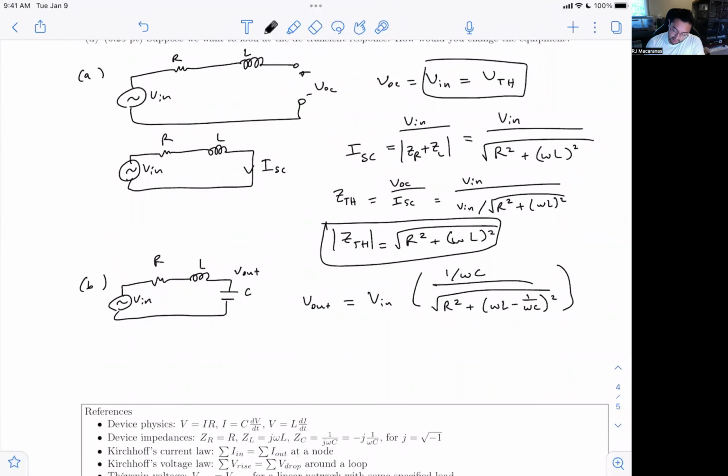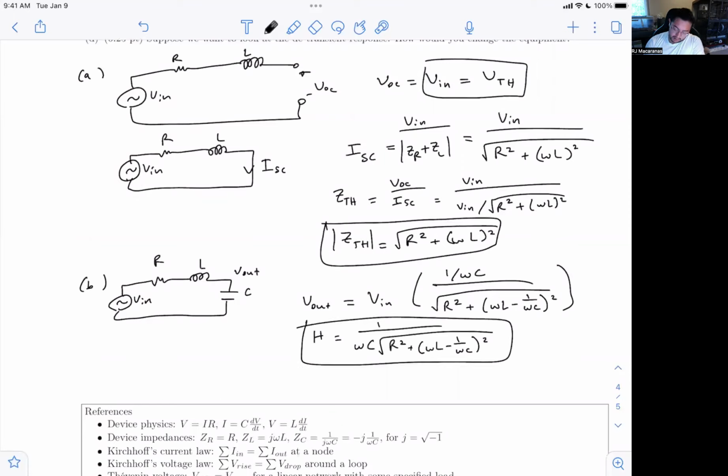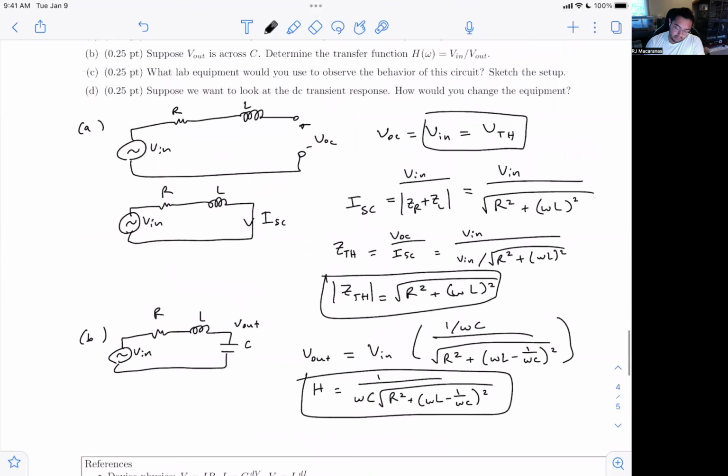So if we just divide over V in, we're left with (1 by omega C) over the square root of R squared plus (omega L minus 1 by omega C) squared. That gives us our transfer function there.